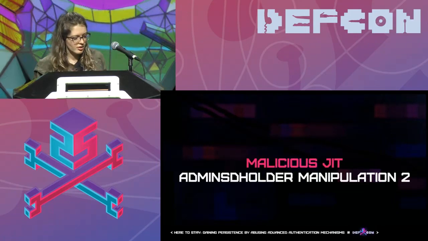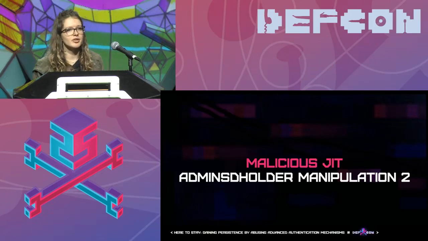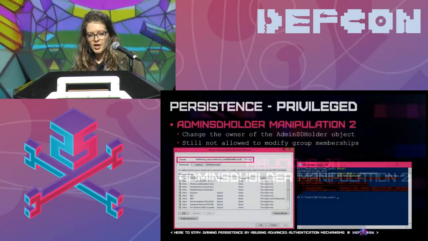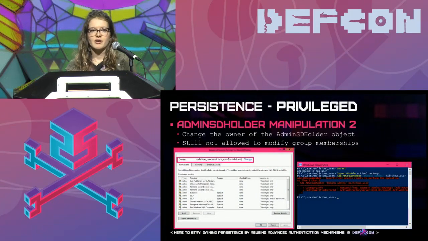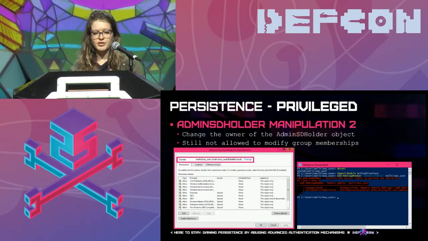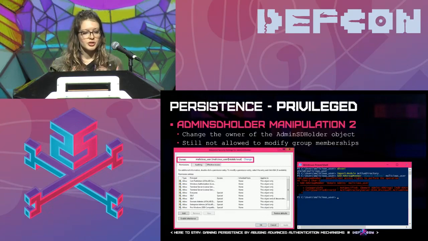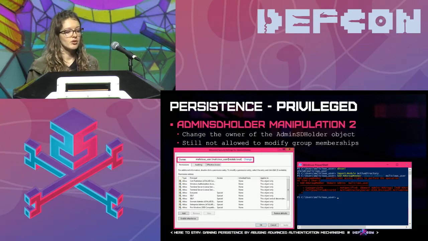So the third and final scenario also deals with the manipulation of the admin SD holder in order to gain persistence. So in this step, all the attackers might do when they have that domain admin account is simply change the owner of the admin SD holder object. So here we're changing the owner to our malicious user that we used before, just a regular domain user, not a domain admin. So what brought us to looking into this owner attribute?